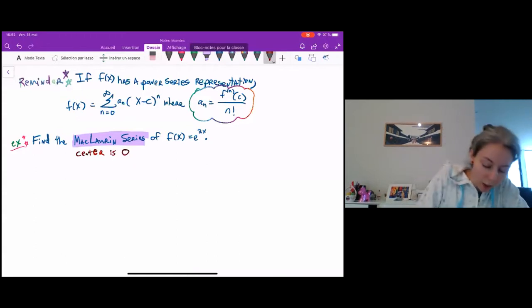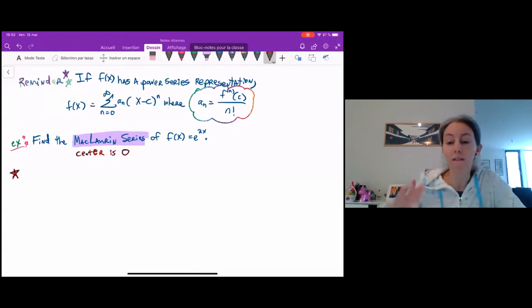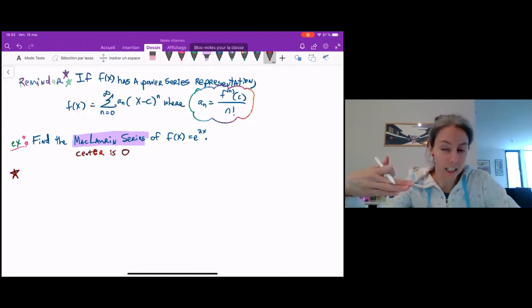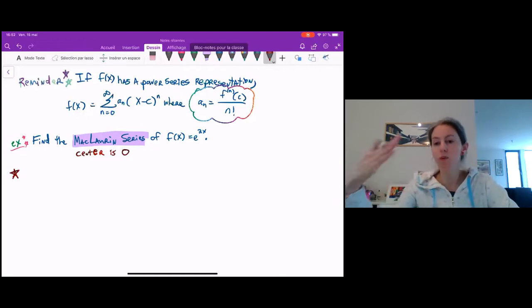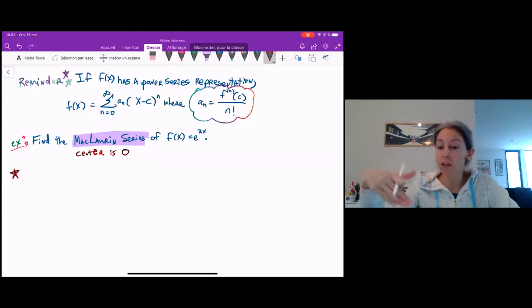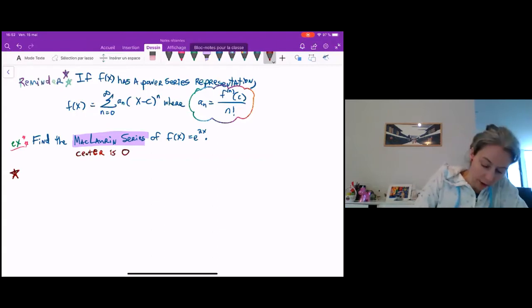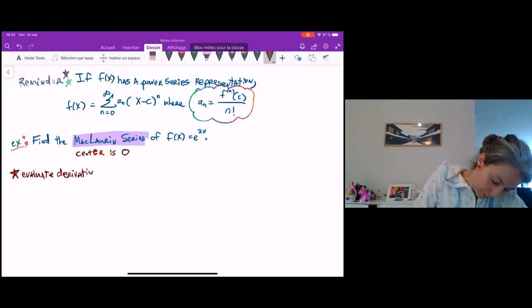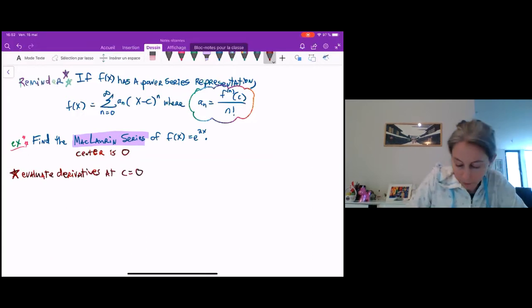So what we want to do here is evaluate the derivatives and plug in 0, and we want to keep evaluating derivatives at 0 until we find a pattern for how those derivatives are behaving. So evaluate derivatives at the center, in this case 0, until you find a pattern.